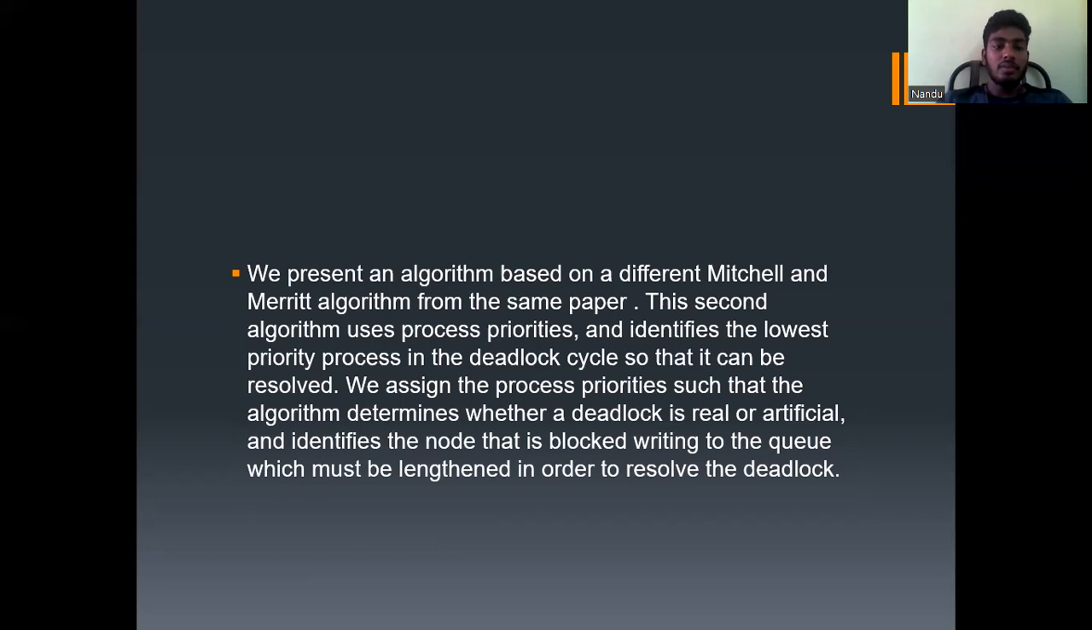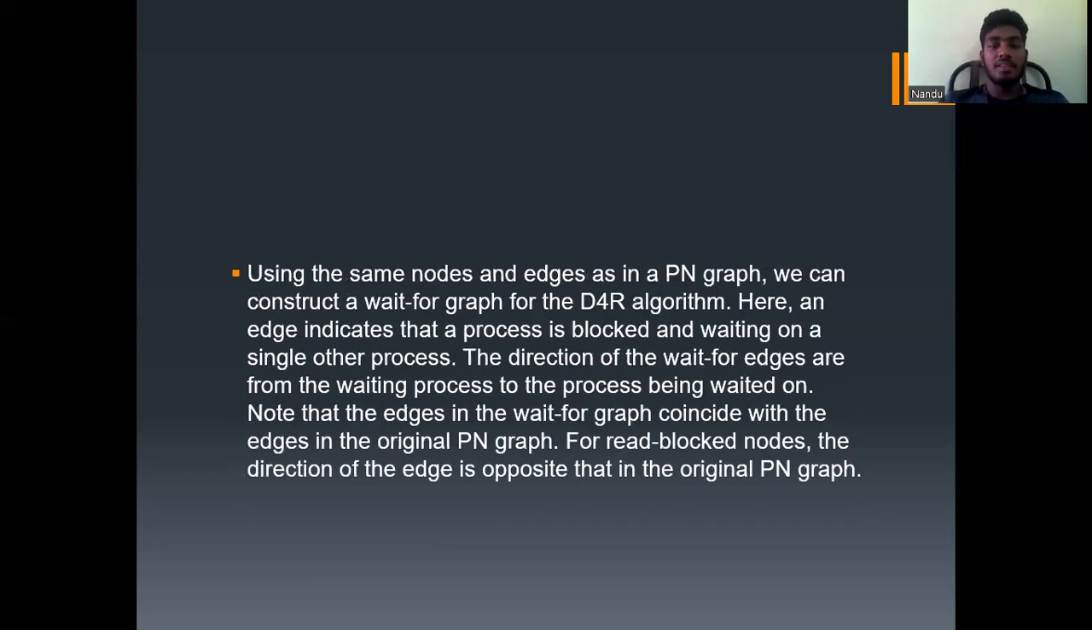Using the same nodes and edges as in the PN graph, we can construct a wait-for graph for the D4R algorithm. Here, an edge indicates that a process is blocked and waiting on a single other process. The directions of the wait-for edges are from the waiting process to the process being waited on. Note that for write-blocked nodes, the edge in the wait-for graph coincides with the edge in the original PN graph. For read-blocked nodes, the direction of the edge is opposite to that in the original graph.